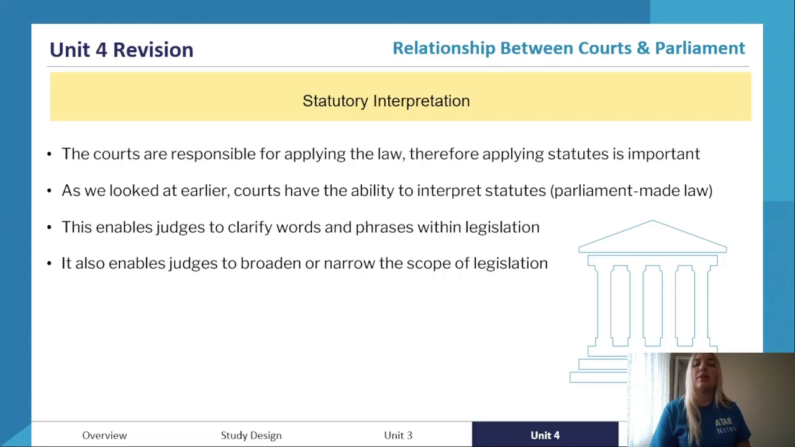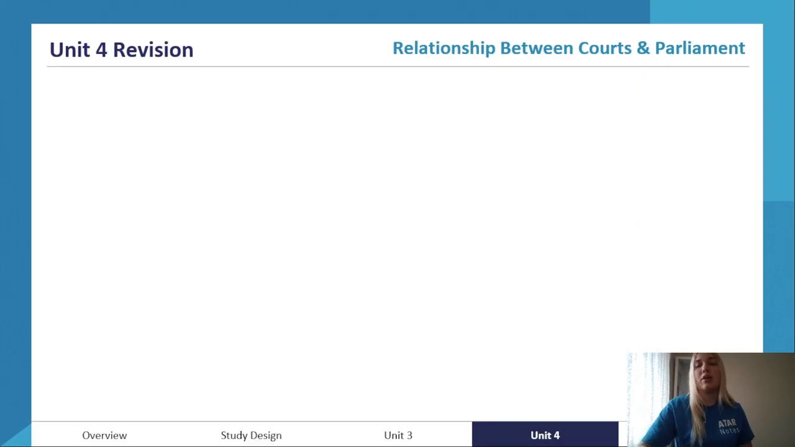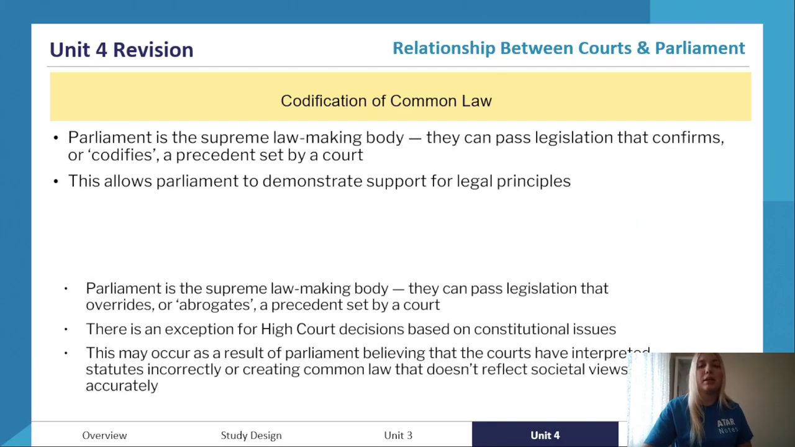Then we have statutory interpretation, which we've looked at. Only courts have the ability to interpret statutes. This means that judges can clarify words and phrases within legislation or broaden or narrow the scope of legislation, another key aspect of their relationship.